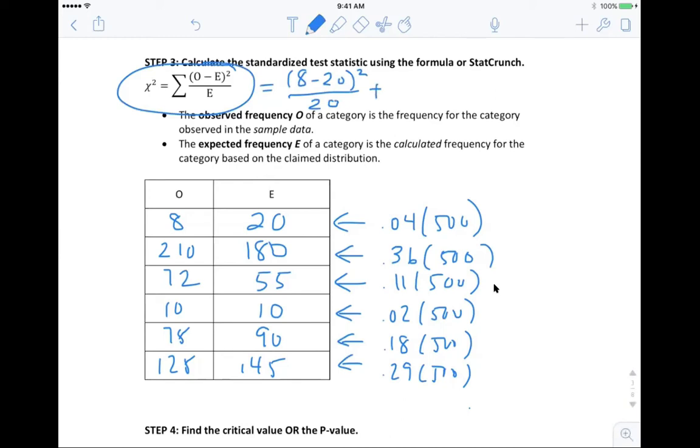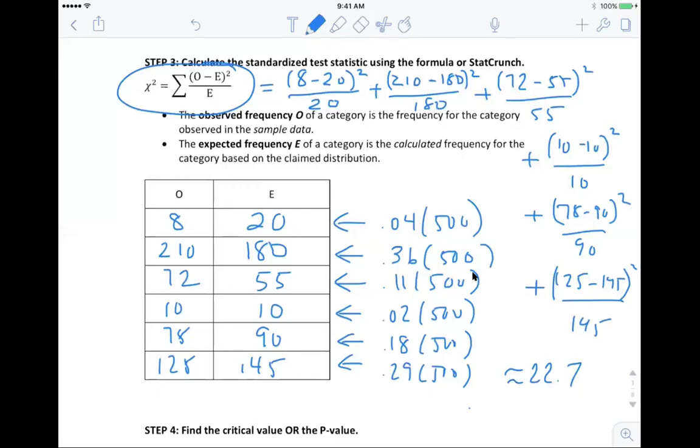So I'm going to add the next one: 210 minus 180, square it, divide that by 180. Continue, and do all these. 72 minus 55 squared, divided by 55. And I run out of room, but we're just going to keep on going. The next one. And then I just fast forward a little bit. There's all of them, right? And you're summing them all up. So take a moment. You want to push pause and check that out and see if you get that 22.7. Put that all into your calculator. I just put it all in at once.